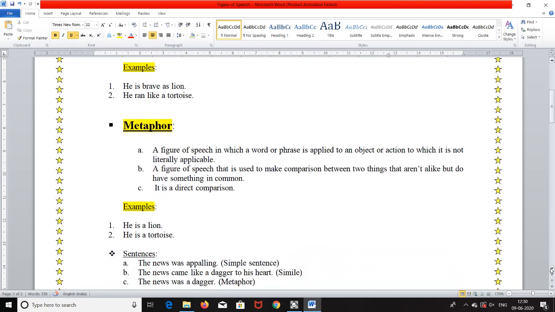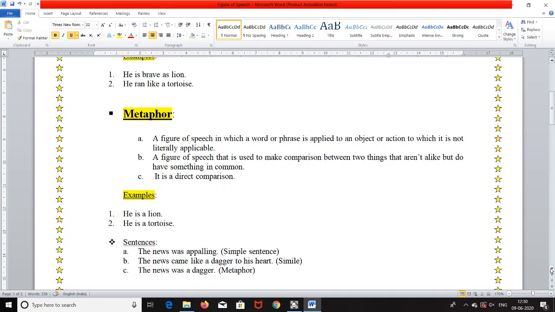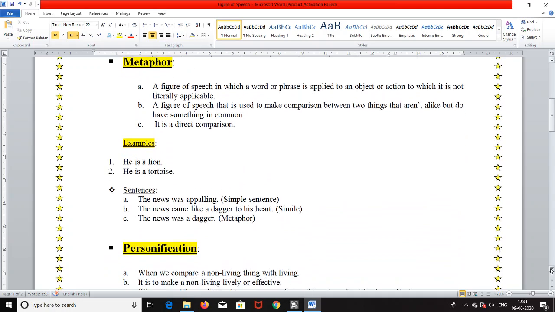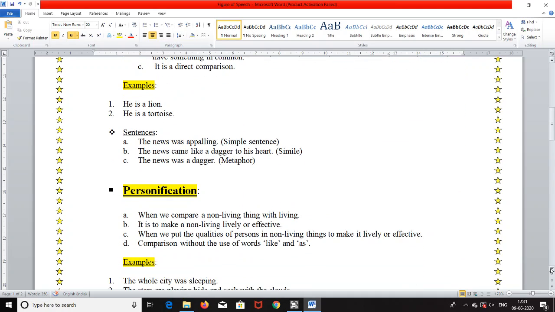Let's check some examples. So I've taken certain sentences. First sentence is a simple sentence, and it is the news was appalling. Like a simple sentence that the news was very terrifying, it was horrible, it was dreadful. And if we convert it into a simile, it will be the news came like a dagger to his heart. Fine. However, when we are talking about metaphor, the sentence will be the news was a dagger. So a direct comparison.